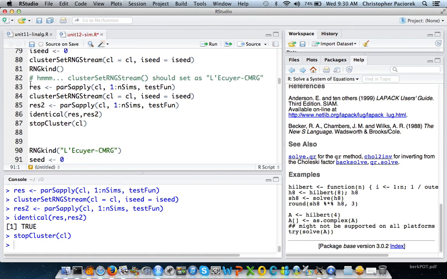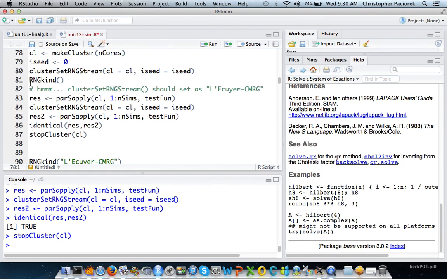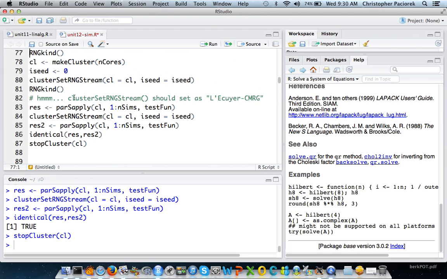And then this will just stop the cluster. So it's fairly straightforward as long as you have a template of how to go about doing it. Any questions about that? Yeah.